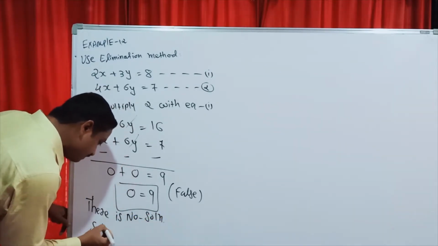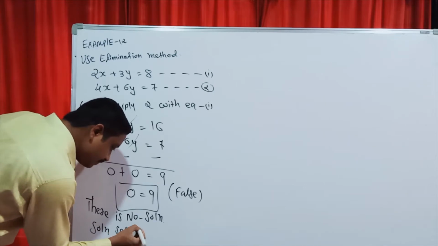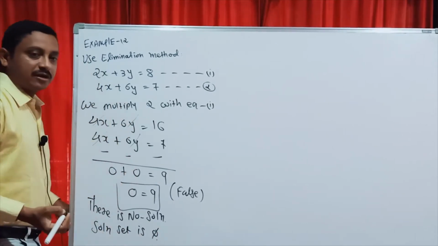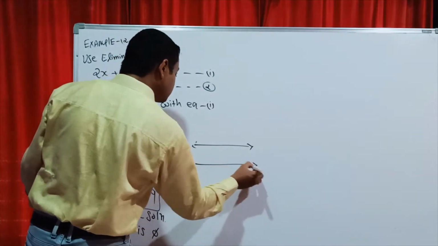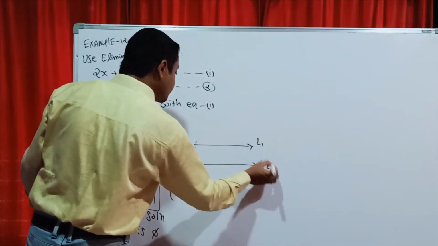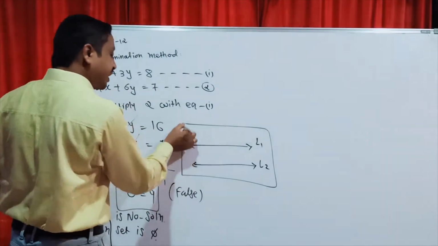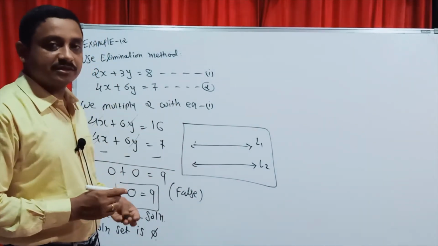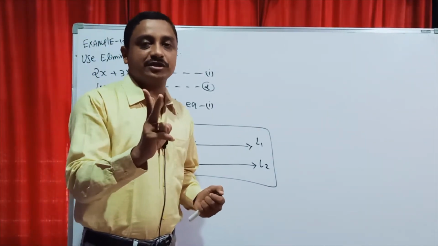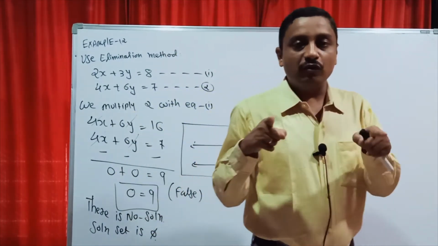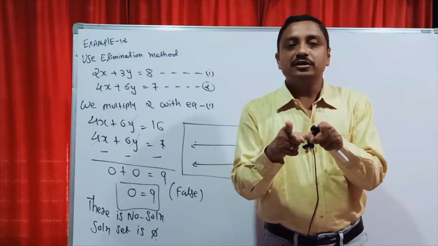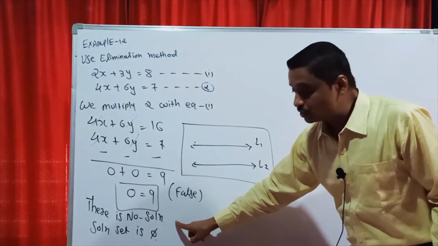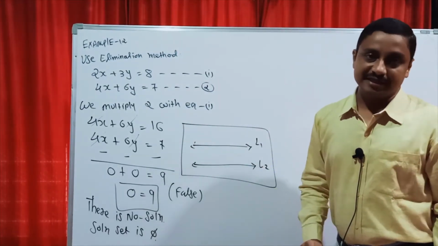Means solution set is null set. In this scenario, students, both lines are parallel, so they never intersect. No points belong in common. That's why my answer is no solution, and the solution set is null set.